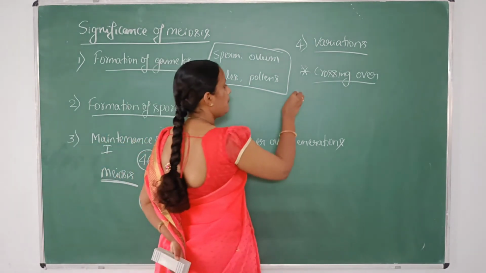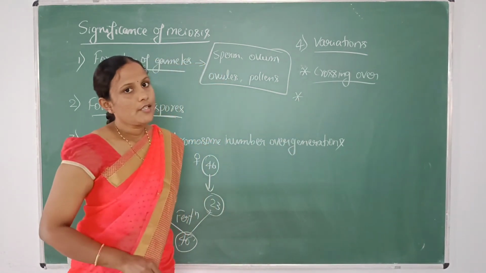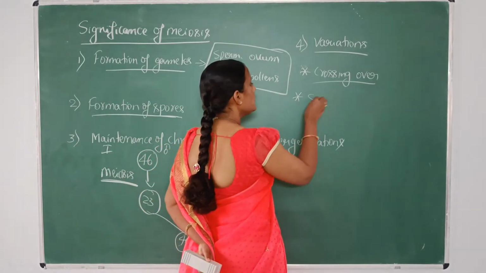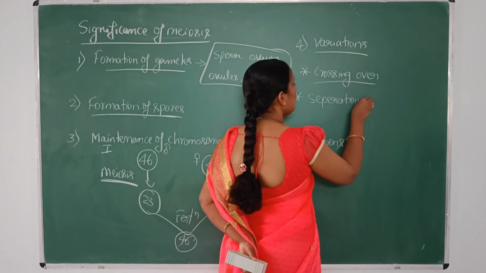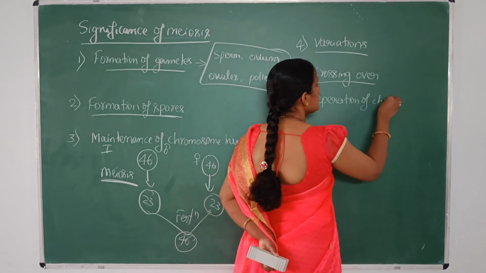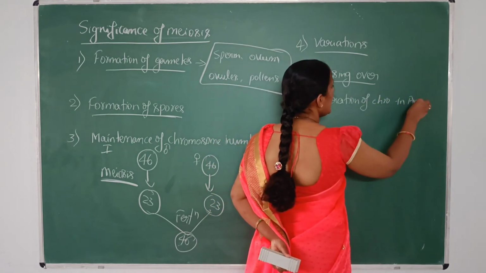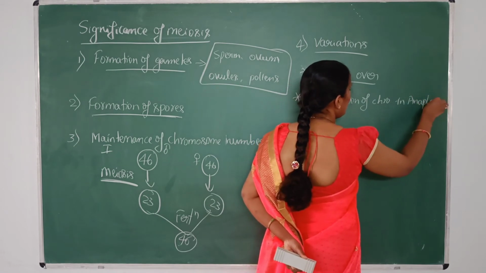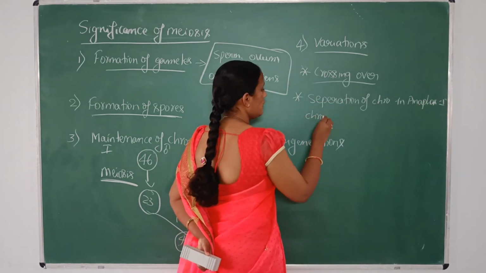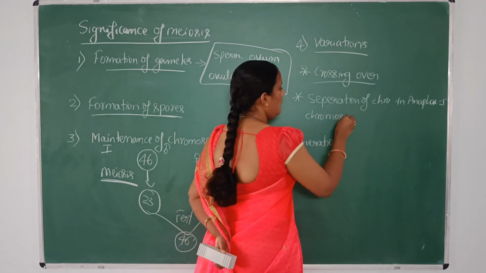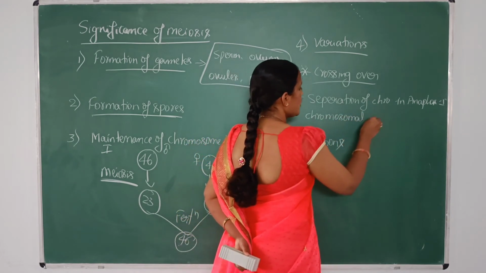And the variations may occur during the separation of chromosomes. Separation of chromosomes in anaphase 1. We call it as chromosomal disjunction.